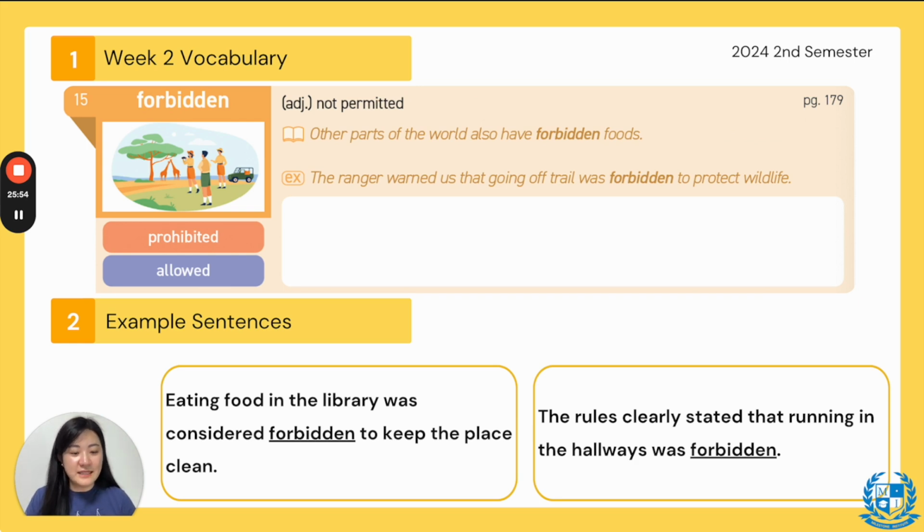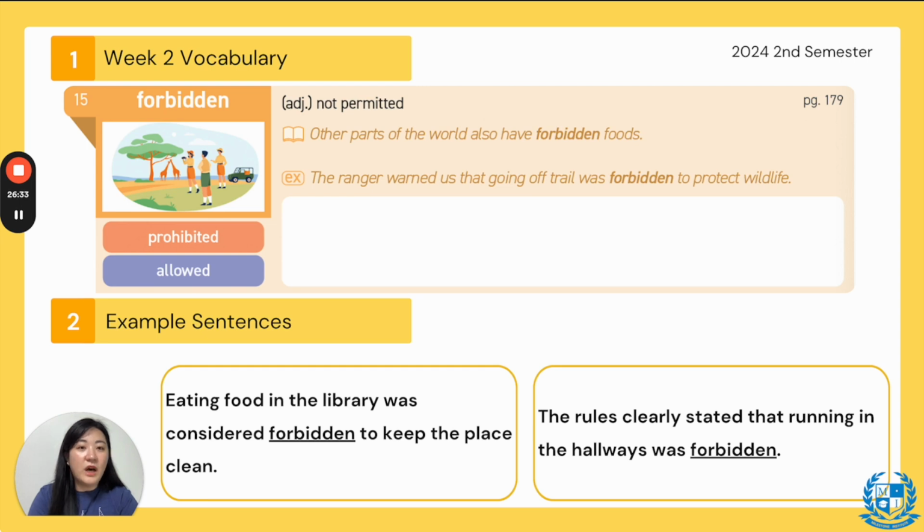15. We're on page 17 now, and these are words from our textbook. Number 15 says forbidden. Everyone say forbidden. The synonym is prohibited, and the antonym means allowed. So this is an adjective, and it means not permitted. We are not allowed to do it. In our textbook, it says other parts of the world also have forbidden foods. So not permitted foods. Example, it says the ranger warned us that going off trail was forbidden to protect wildlife.